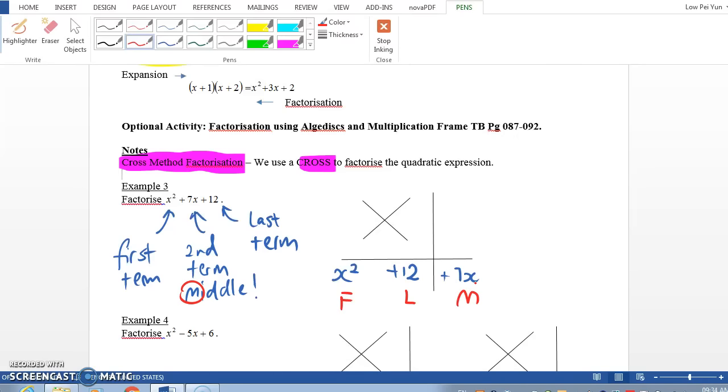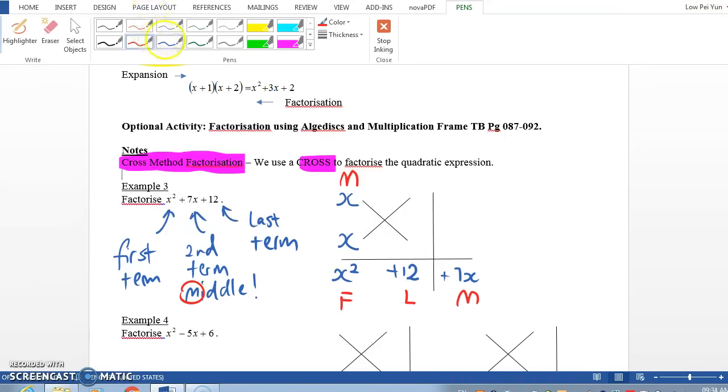So now the cross is important. We need to think of what times what gives us x squared over here. So making use of the cross, we place x and x this way. So we are thinking of multiplying what times what gives x squared. So x times x gives x squared. And over here we have to think what times what gives 12.